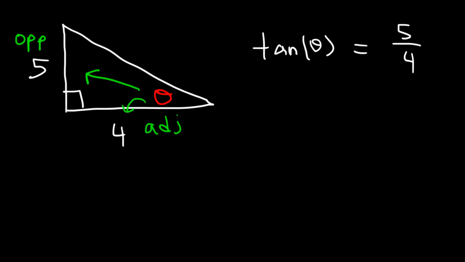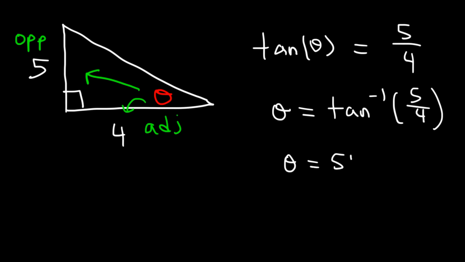If tangent theta is 5 over 4, then theta is going to be the inverse tangent or arctangent of 5 over 4. And you simply have to type this in your calculator. So type in arctan 5 over 4. And you should get an angle of 51.34 degrees. So that's how you could find the missing angle. Let's try another example. Feel free to pause the video and find a missing angle.